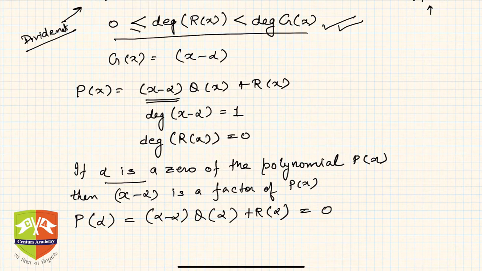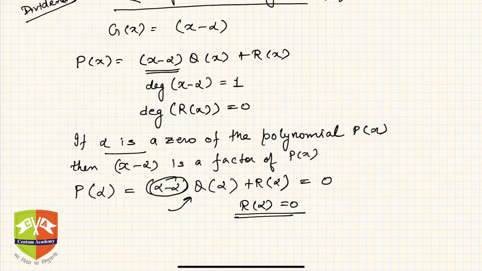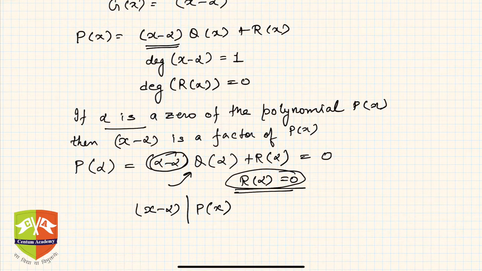Anyway, this term is 0 because of alpha minus alpha. So what is left is r(alpha) equals 0, that is, the remainder itself is 0. When the remainder is 0, clearly x minus alpha will divide p(x), right? Once again, if alpha is a zero and you put alpha in place of x, then r(alpha) happens to be 0, which means the remainder is 0.